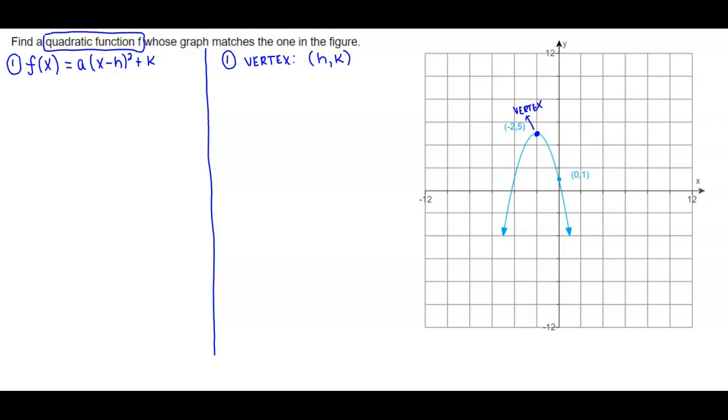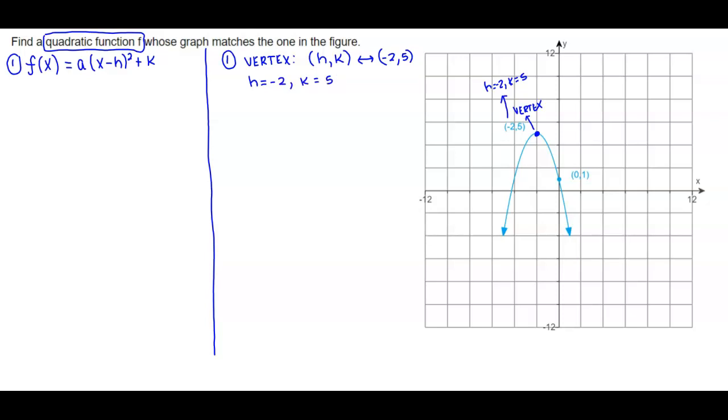And so you can see here that h is -2 and k is 5. So, therefore, we know that the vertex for h and k is (-2, 5). So again, I'm going to write this here. h is -2 and k is 5.